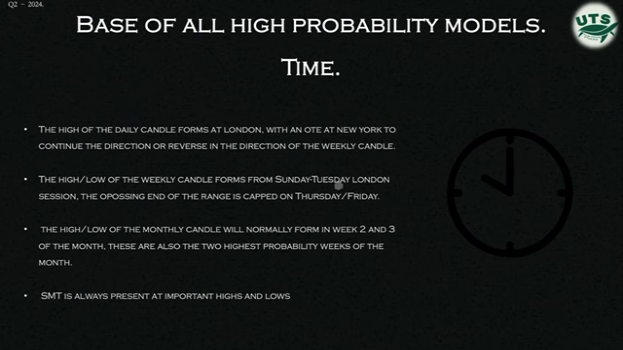Next up, you have the weekly candle. The high or low of the weekly candle forms from Sunday, Tuesday, Wednesday. Sunday to Tuesday during the London session of Tuesday, right? So that's the time zone you're looking for the high or low of the week to form. And the opposing end of the range, with a double P of course, is capped on Thursday and Friday.